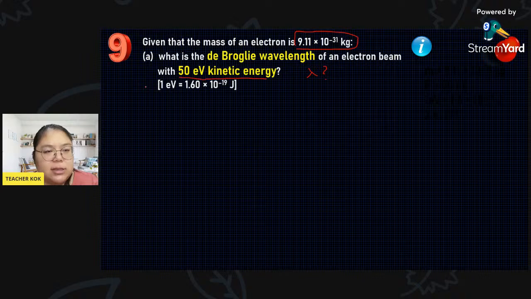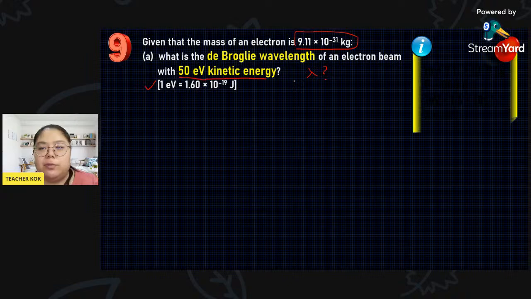Then after that, the question gives you one more piece of info: 1 eV is how many joules? So the question never provides the energy exactly. They want you to convert. Understand? That's why they give you eV, then tell you 1 eV is how many joules. So you need to do this calculation first. Finally, you find the lambda.